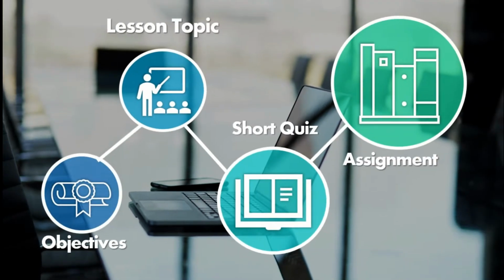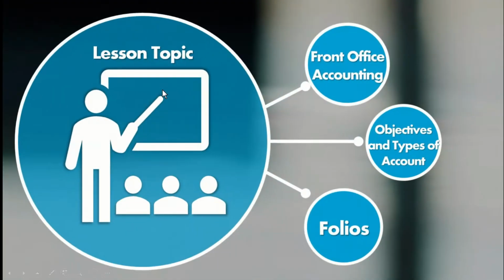So, on our lesson topic for today, it is divided into three categories. The front office accounting, which is we will define what is front office accounting, the objectives of the front office accounting, and the types of account, and the last one is the folio. Now, let's proceed to the first topic for today.